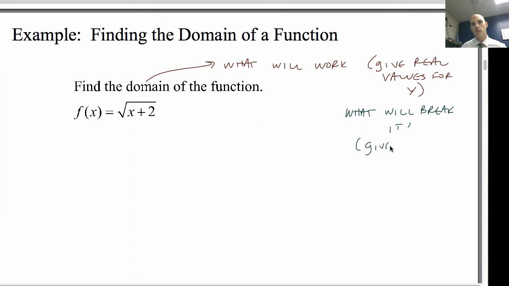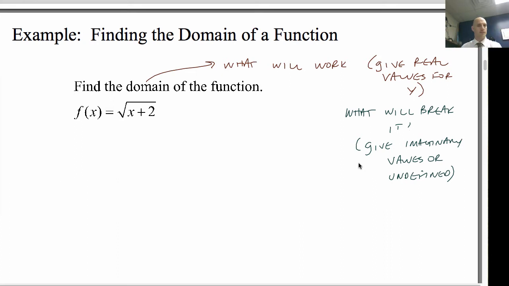Meaning give imaginary values or undefined. Okay, so if you find something that's supposedly in the domain that gives an imaginary value, a complex value, or it makes the function undefined, meaning like a divide by 0 or something like that, then that's not in the domain, so we have to eliminate that.